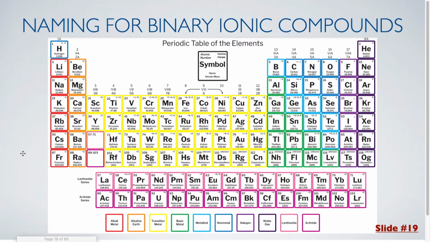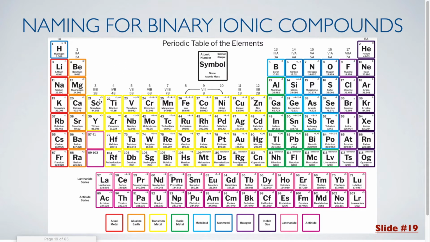Here we have a version of the periodic table which is color-coded to show the different families and different types of elements, and it also has charges written in. This will be helpful for when you are trying to determine if an element has more than one charge.